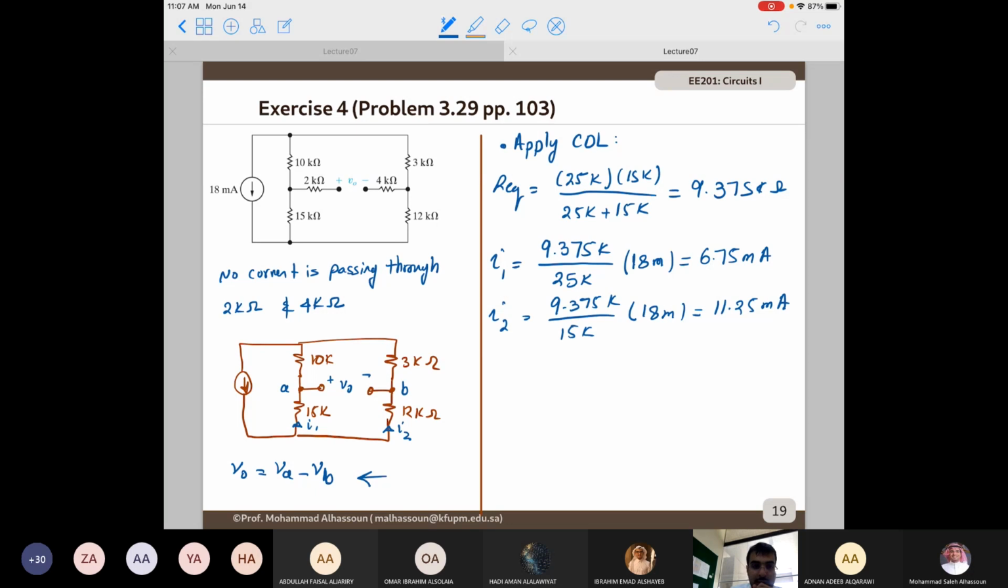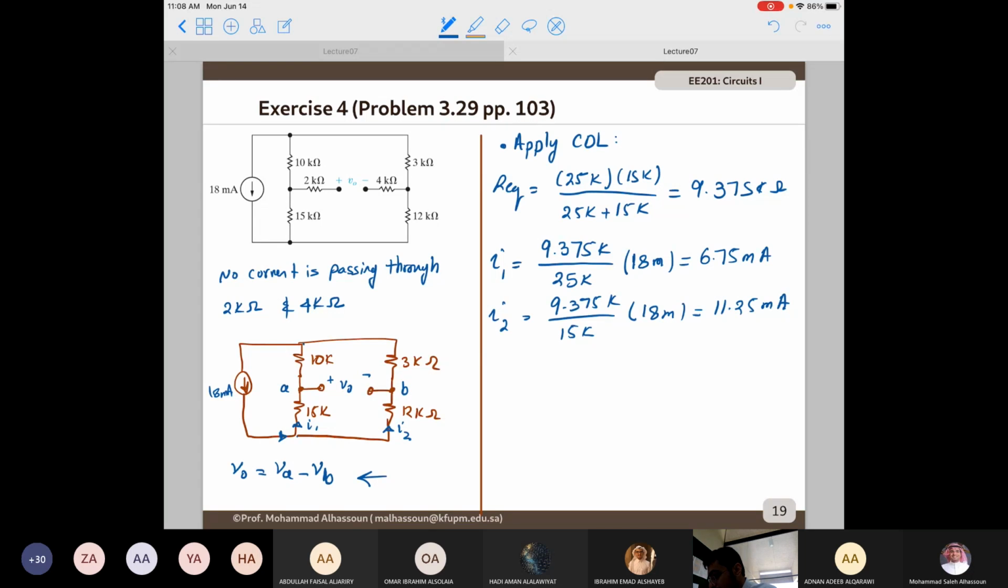So notice one thing here. The current is flowing from down to up, not from up to down. This is the total current, and the total current will split into two currents, I1 and I2. I1 and I2 are flowing from this node to the upper node. So the direction of the current flow is from the bottom node to the top node.